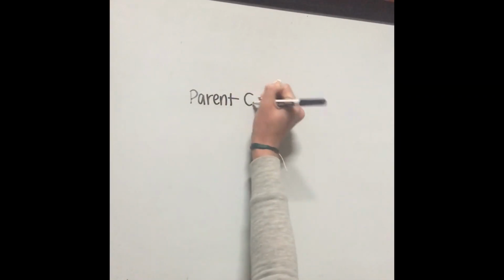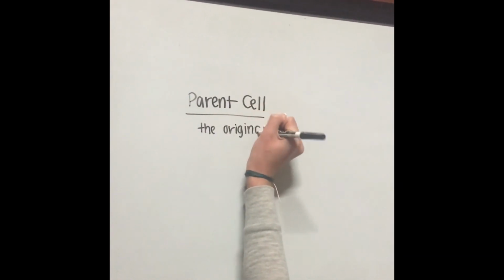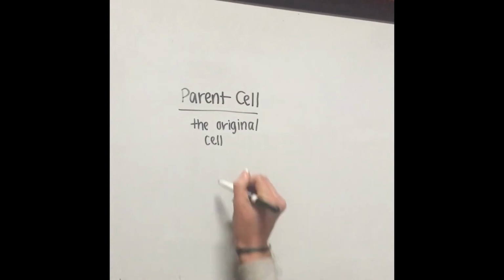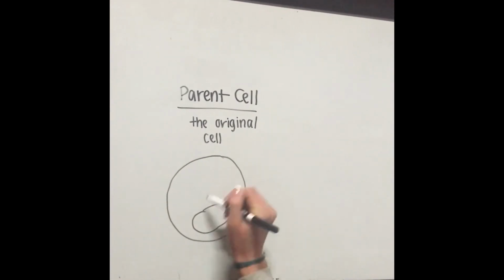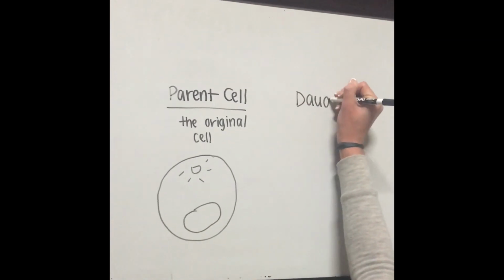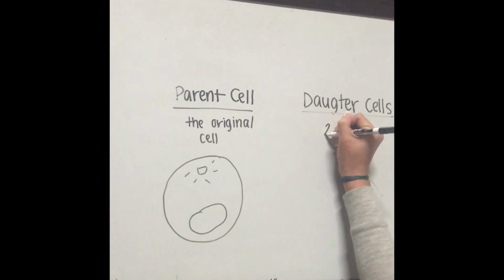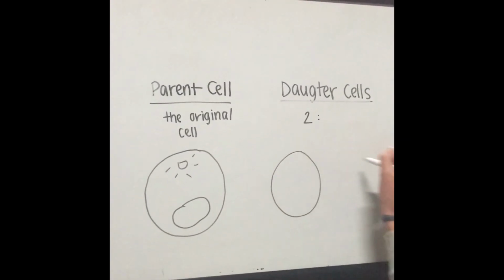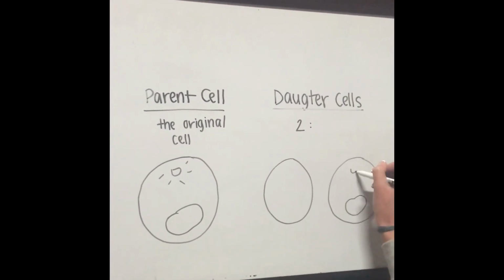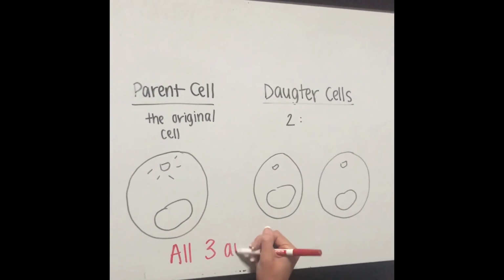The parent cell is the original cell. And the daughter cells are the result of the cell cycle. Even though they all have different names, all 3 of them are identical.